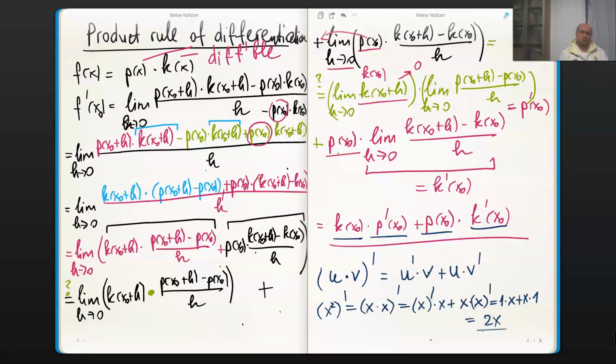So this is the product rule of the limits and the product rule of differentiation. Make sure you don't memorize the formulas. Try to understand it, and it will simplify your approach to mathematics, but maybe also to life. At least it works for me. That's why I'm giving it to you.